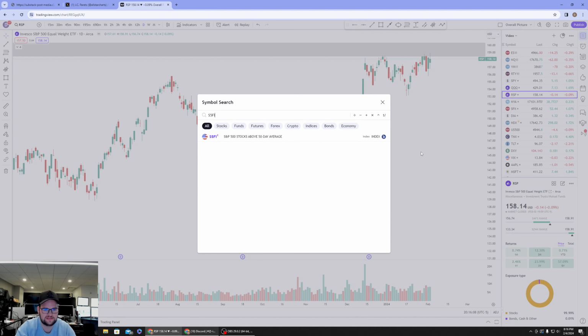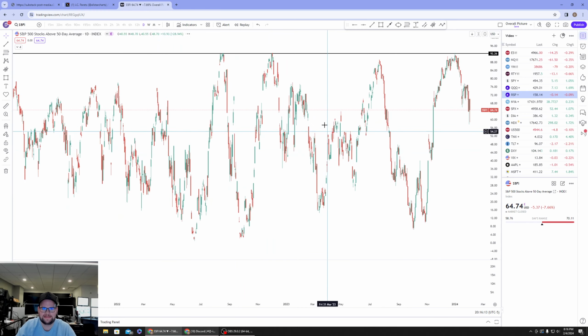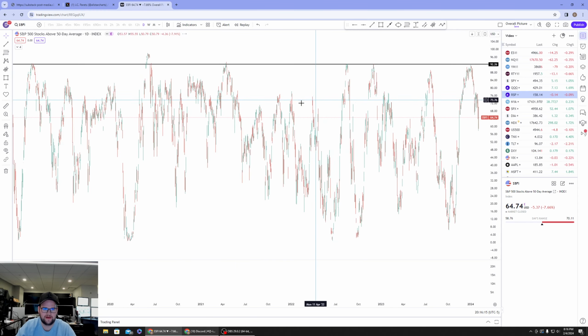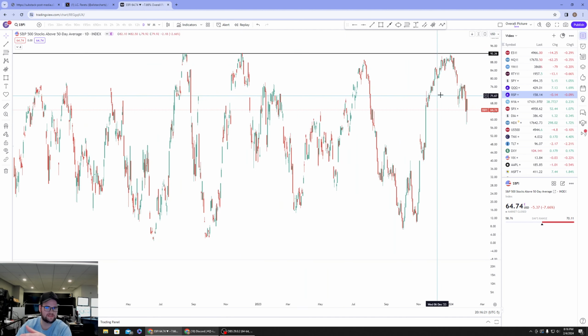S5FI. This is a TradingView ticker. Essentially, anytime it gets to that 92 area, it fails, right? Ever since 2021, it's gotten to that 92 area. What this displays is the S&P 500 stocks above the 50-day moving average, okay?